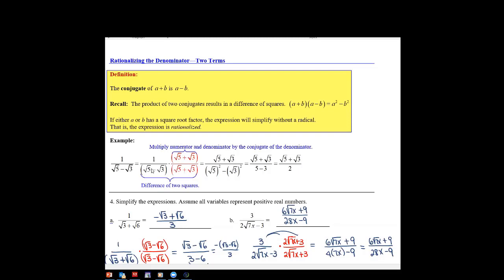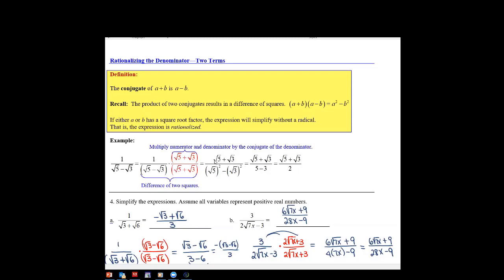The conjugate of radical 5 minus radical 3 would be radical 5 plus radical 3. So if I multiply the binomial by its conjugate, you get the difference of squares. Your first term would be radical 5 squared, your second term would be radical 3 squared. So radical 5 squared gives you 5. Radical 3 squared gives you 3. So you see how I eliminate the radical by simply multiplying by its conjugate.